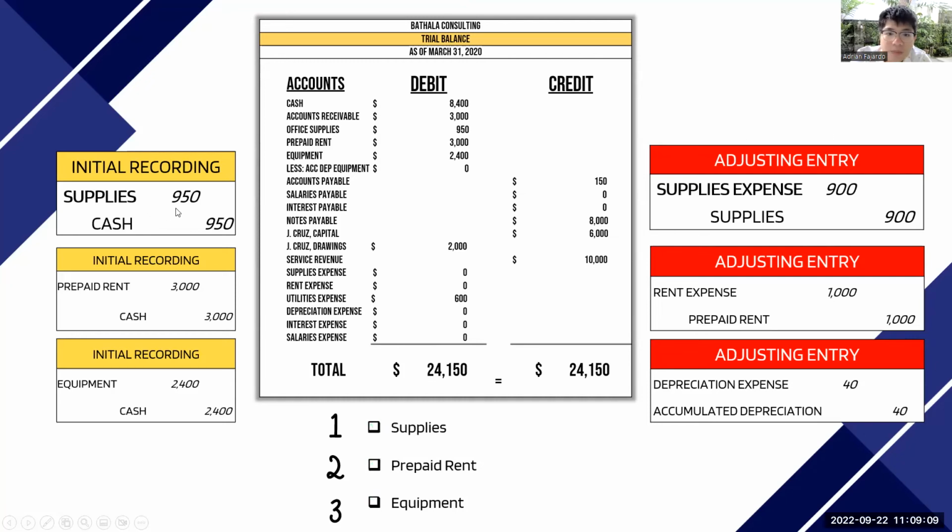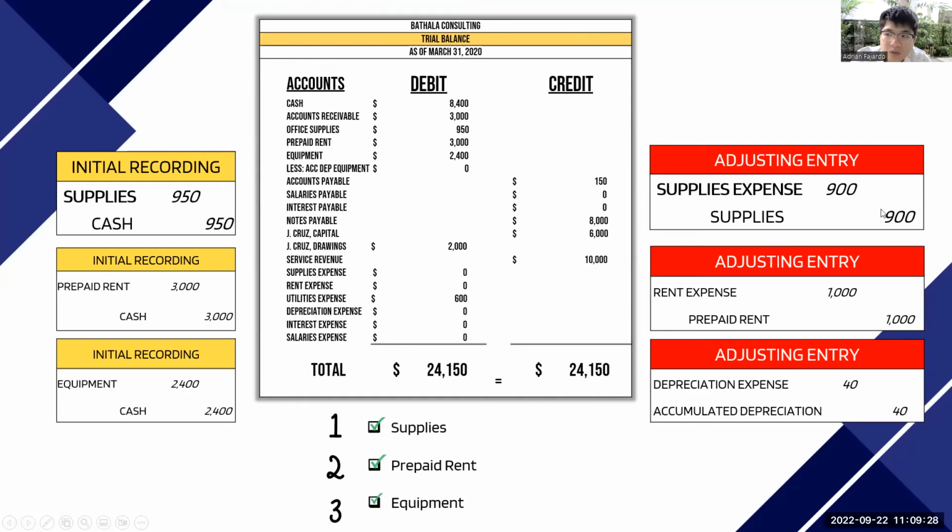So for example, our supplies is at 950. Ayun, naka 950 siya. Our prepaid rent is at 3,000. Our equipment is at 2,400. So all initial recordings are already in your unadjusted trial balance.